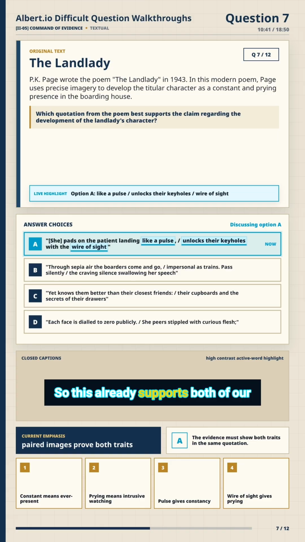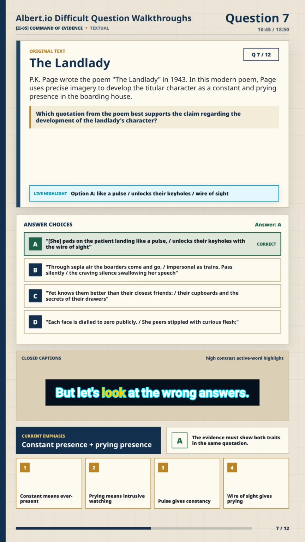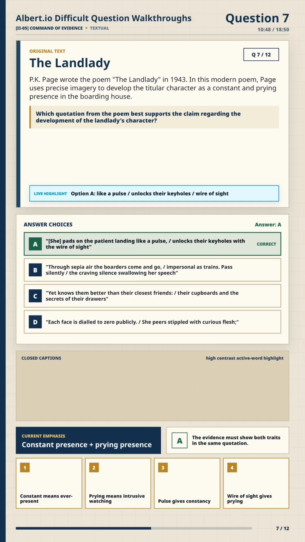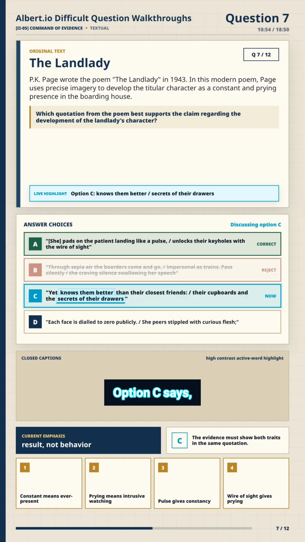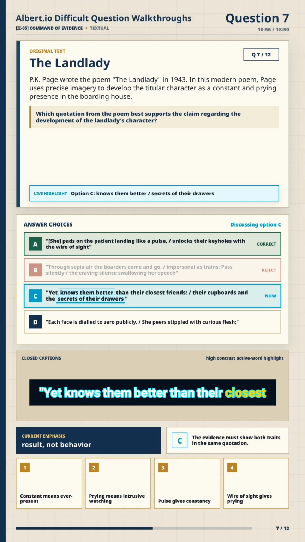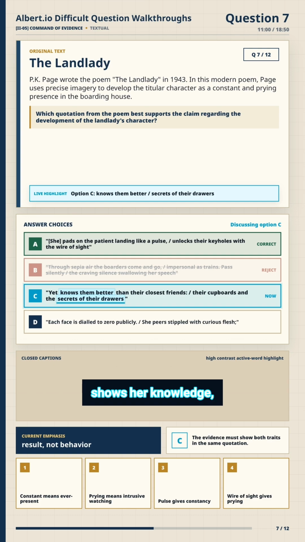So this already supports both of our claims. We can conclude that this is the right answer. But let's look at the wrong answers. Option B describes the boarders rather than the landlady. That's already wrong. Option C says, "yet knows them better than their closest friends, their cupboards, and the secrets of their drawers." This shows her knowledge, and this shows prying, but it doesn't show constancy or the act itself. It's a result rather than the behavior.